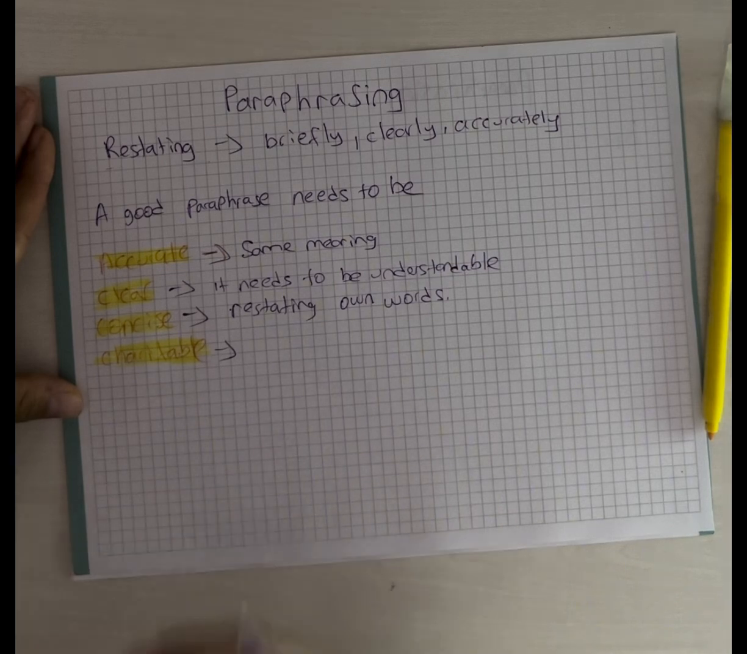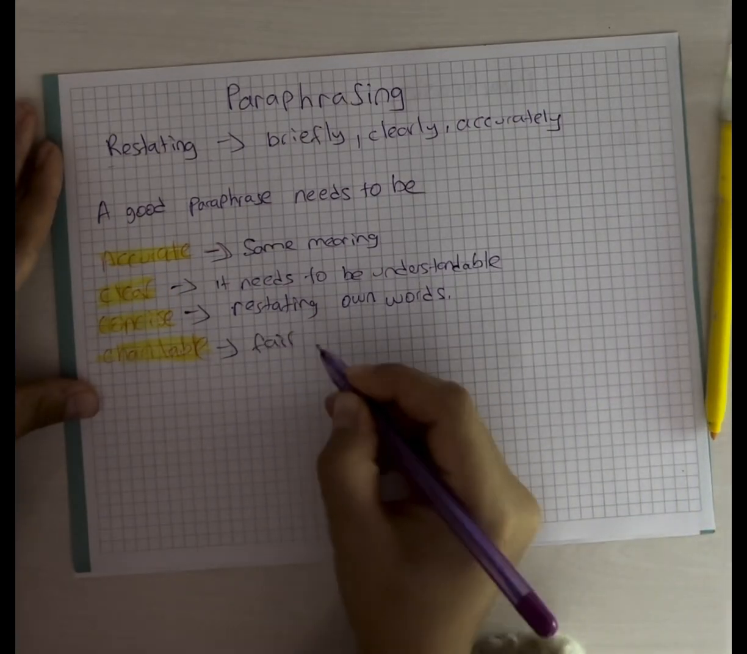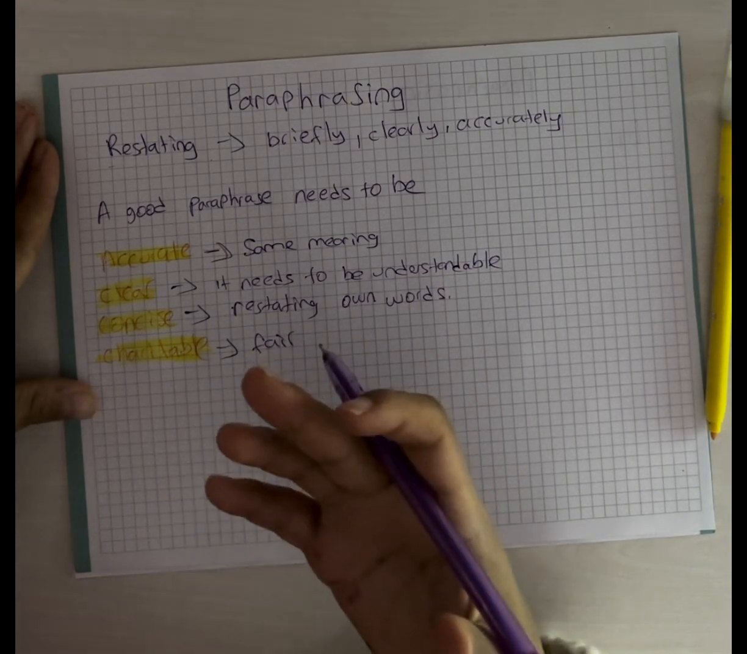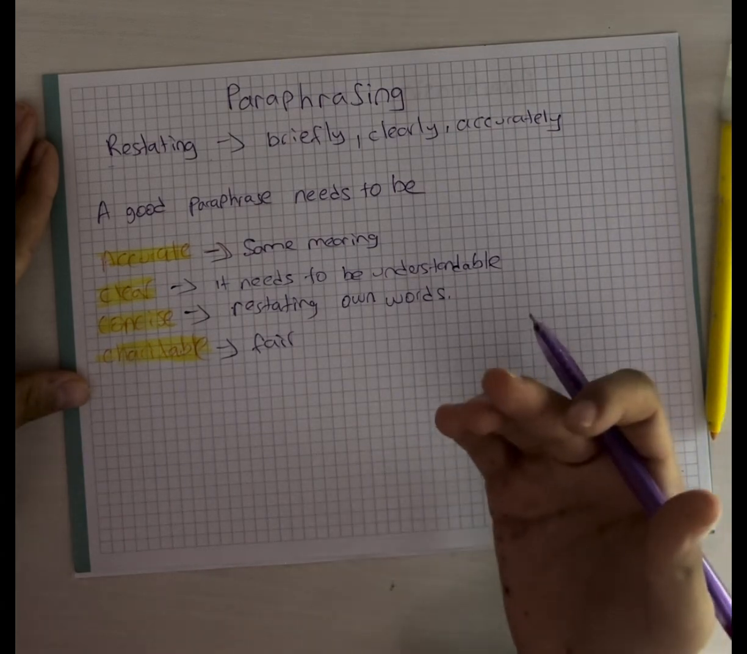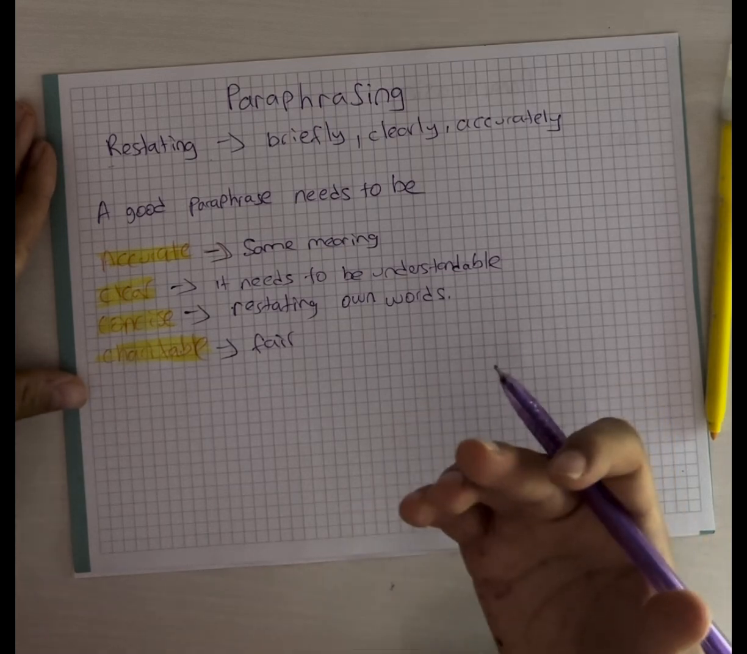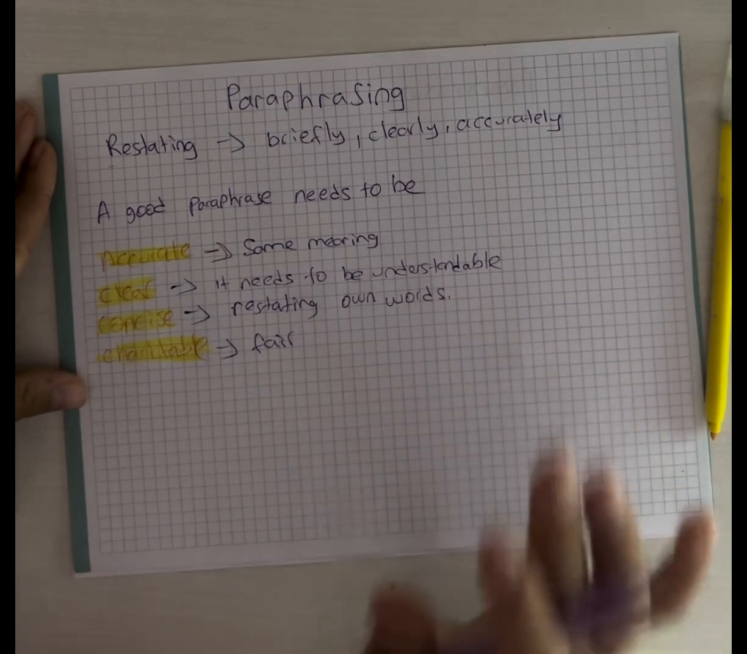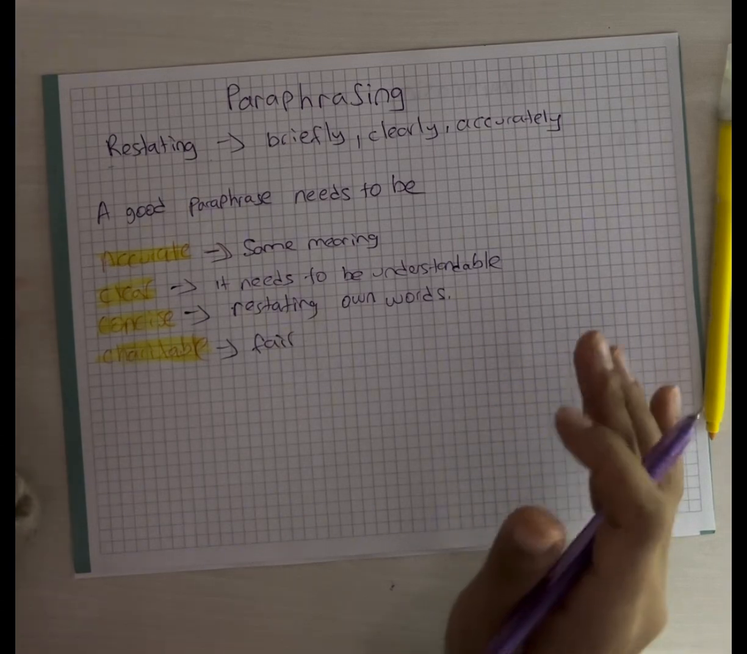Charitability. A good paraphrase should also be charitable. This means that it should be fair to the original author and accurately represent their views. To ensure the charitability of your paraphrase, avoid injecting your own opinions or biases into the paraphrase. Just focus on conveying the author's meaning in a natural and objective way.